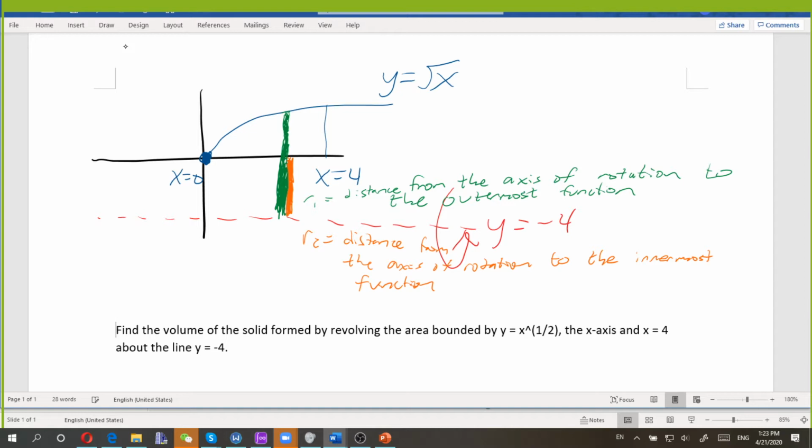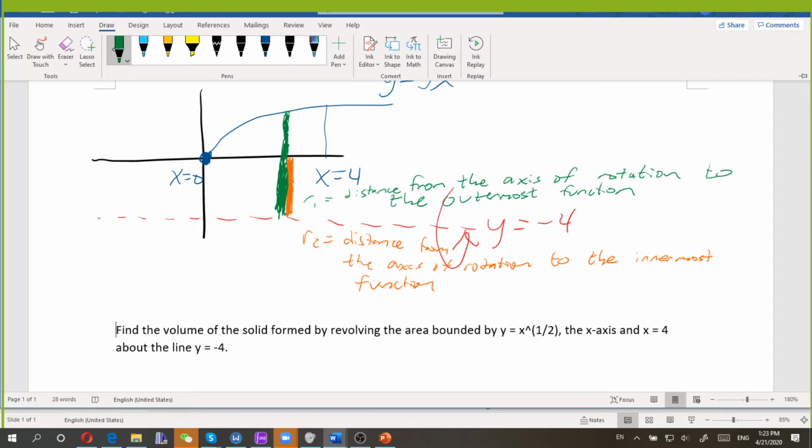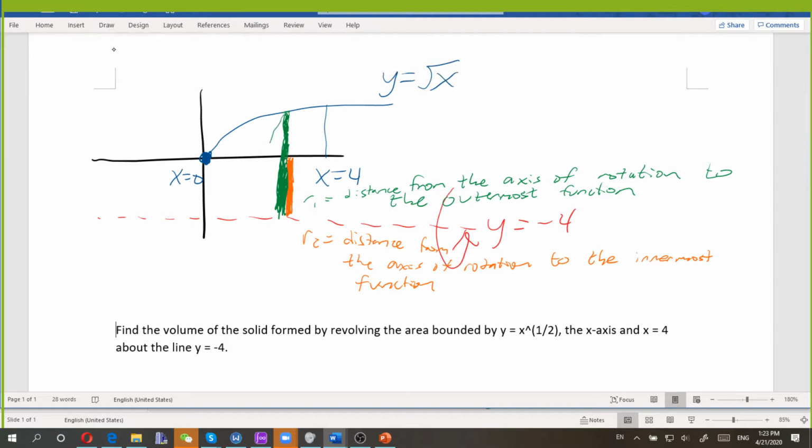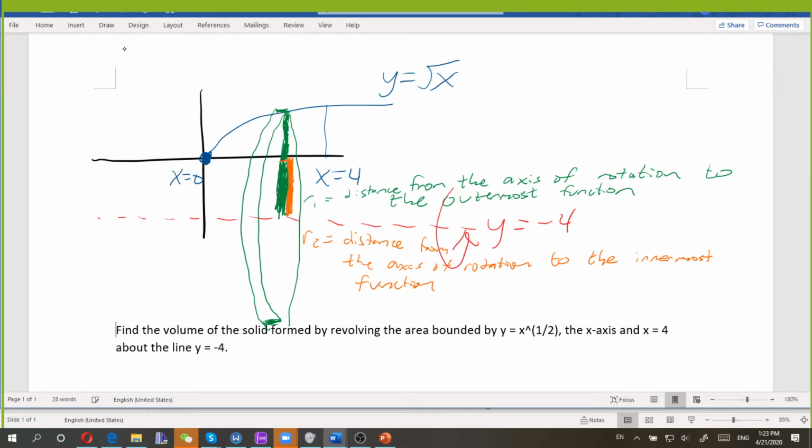Innermost meaning the closest. So I'm going to use both of these radii to create disks. Okay, my first disk here in green would look like this after I spin it. And then my second disk here in orange would look like this after we spin it.